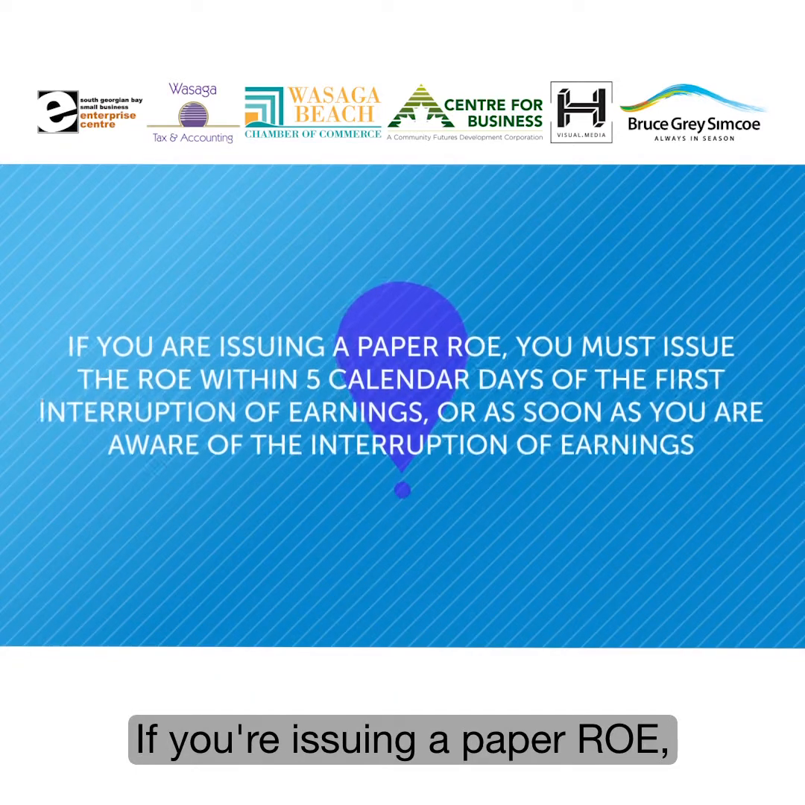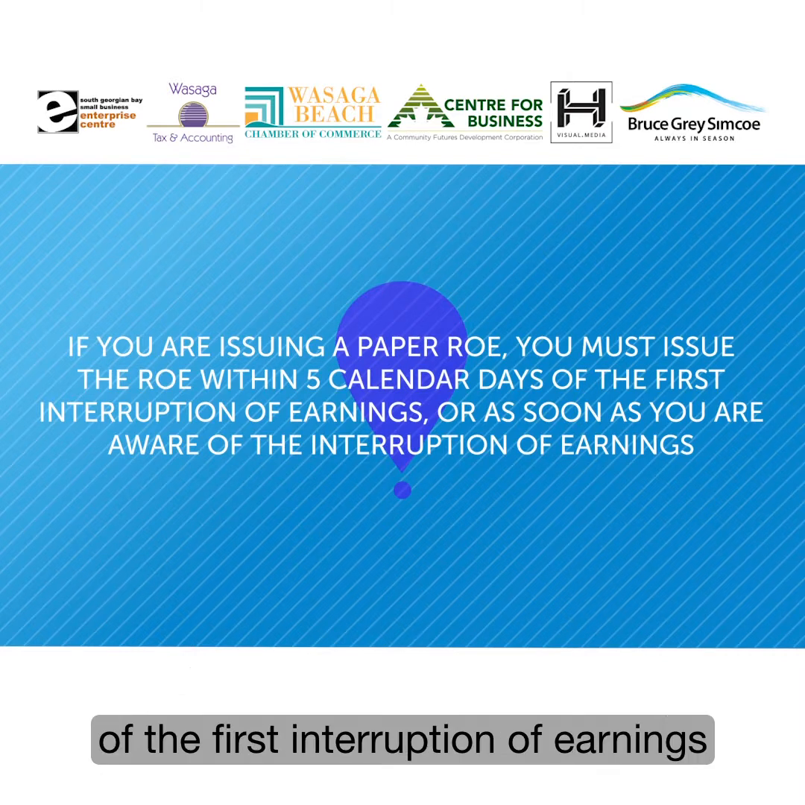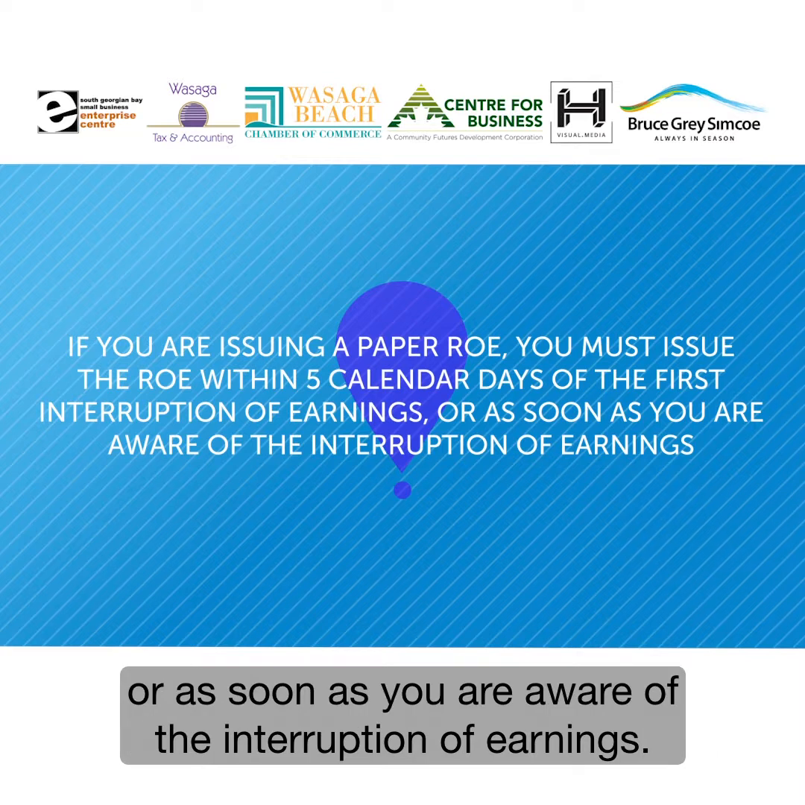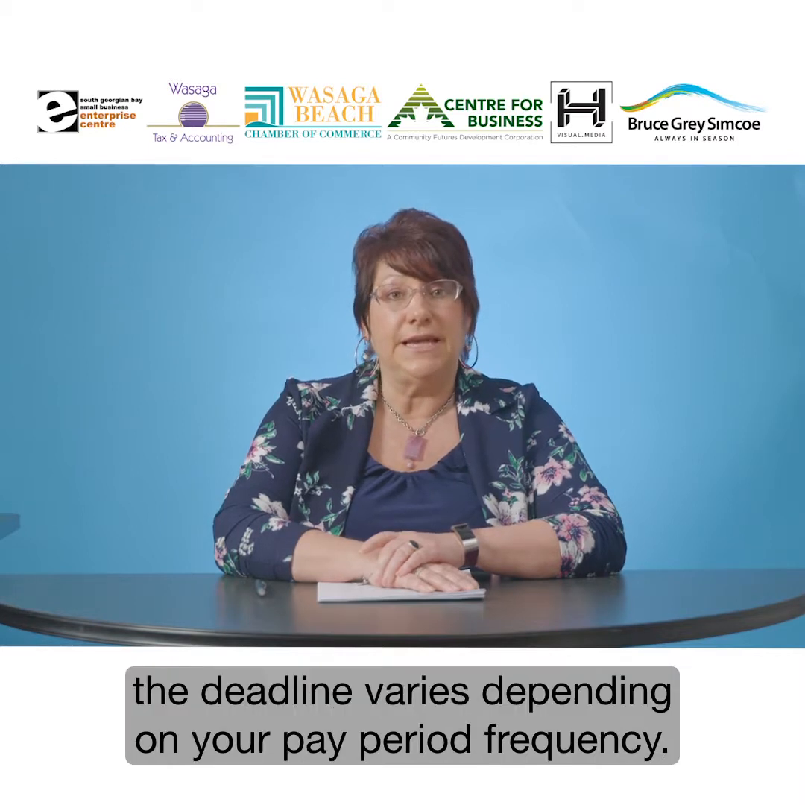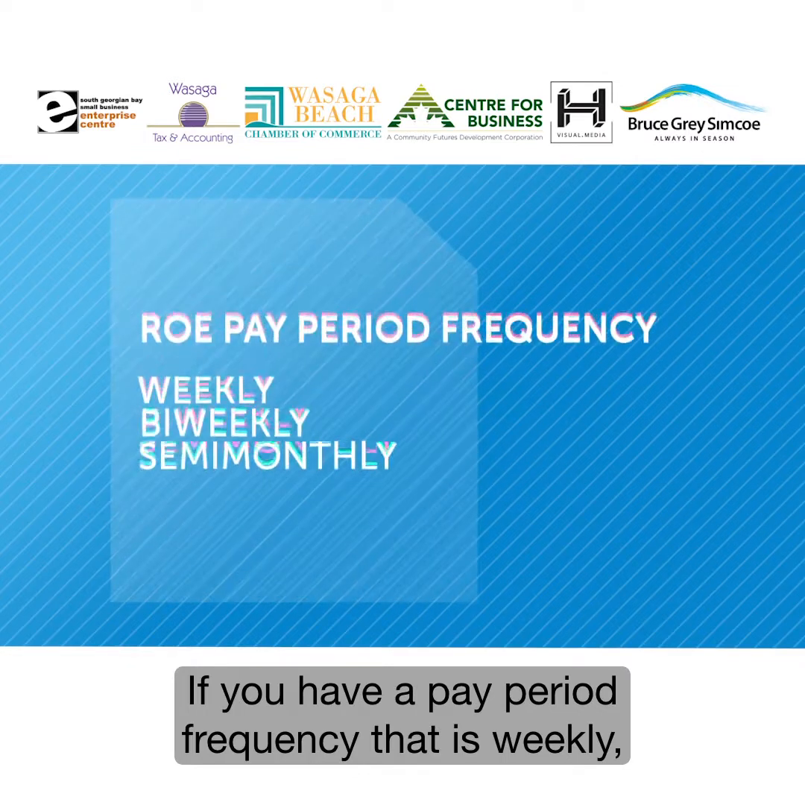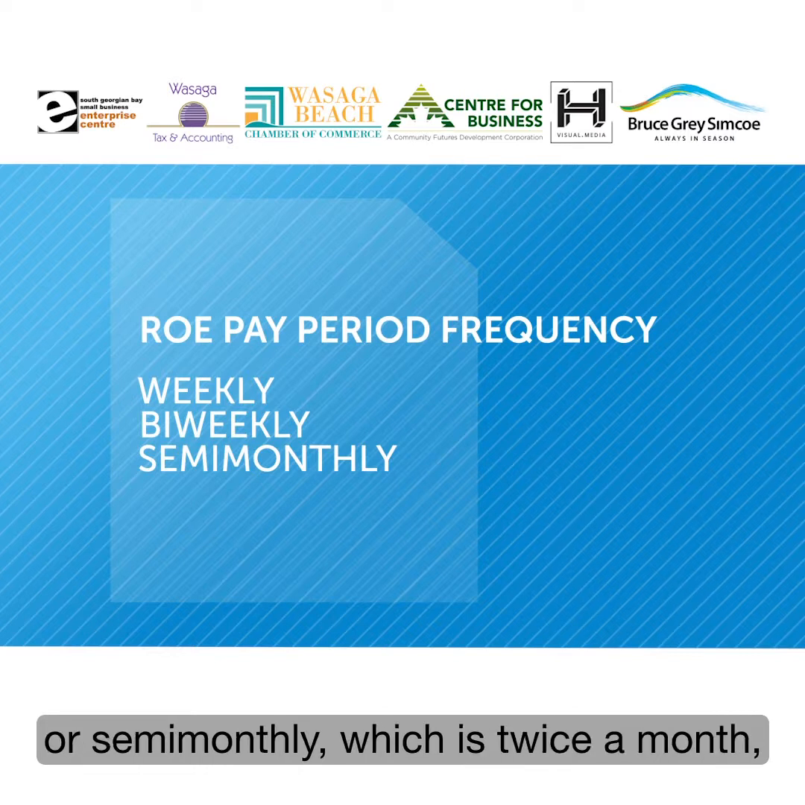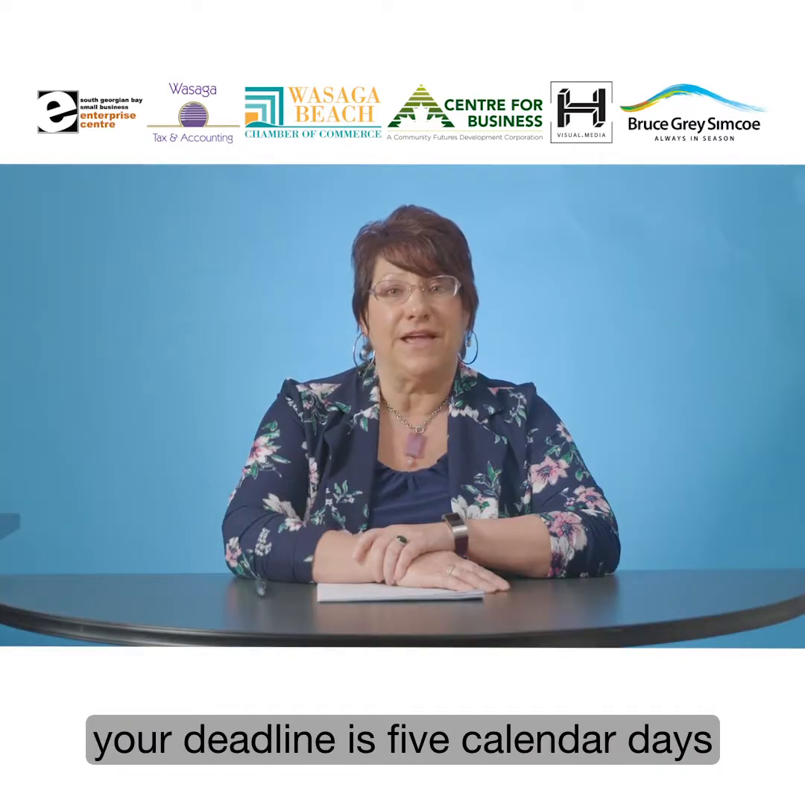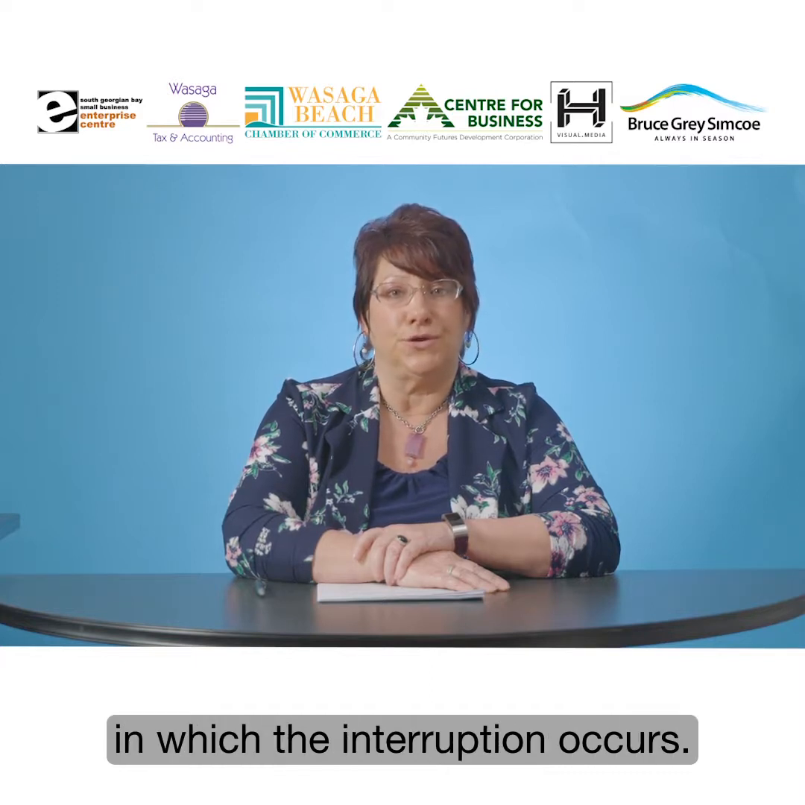If you are issuing a paper ROE, you must issue it within 5 calendar days of the first interruption of earnings, or as soon as you are aware of the interruption of earnings. If you are issuing ROEs electronically, the deadline varies depending on your pay period frequency. If you have a pay period frequency that is weekly, bi-weekly, which is every 2 weeks, or semi-monthly, which is twice a month, your deadline is 5 calendar days after the end of the period in which the interruption occurs.